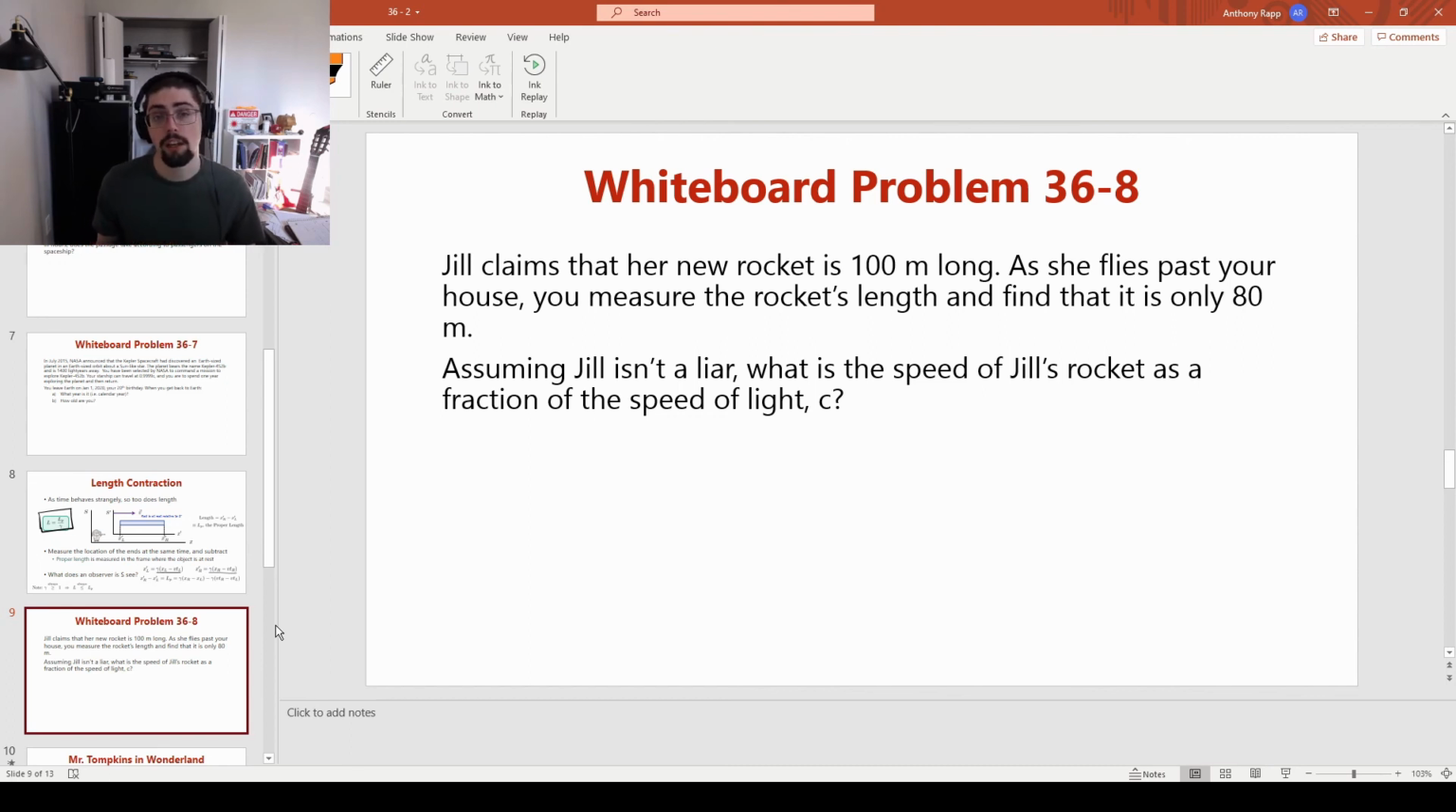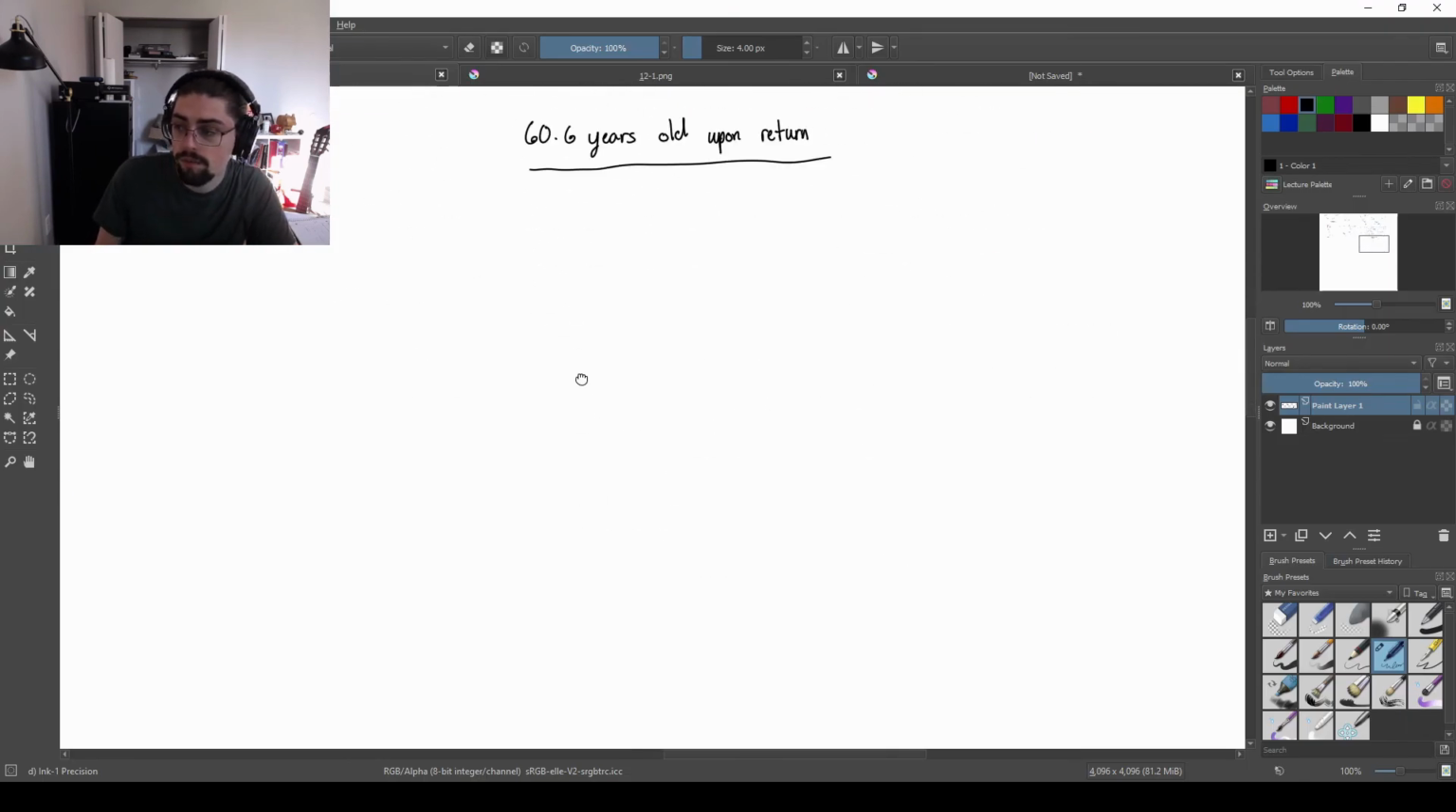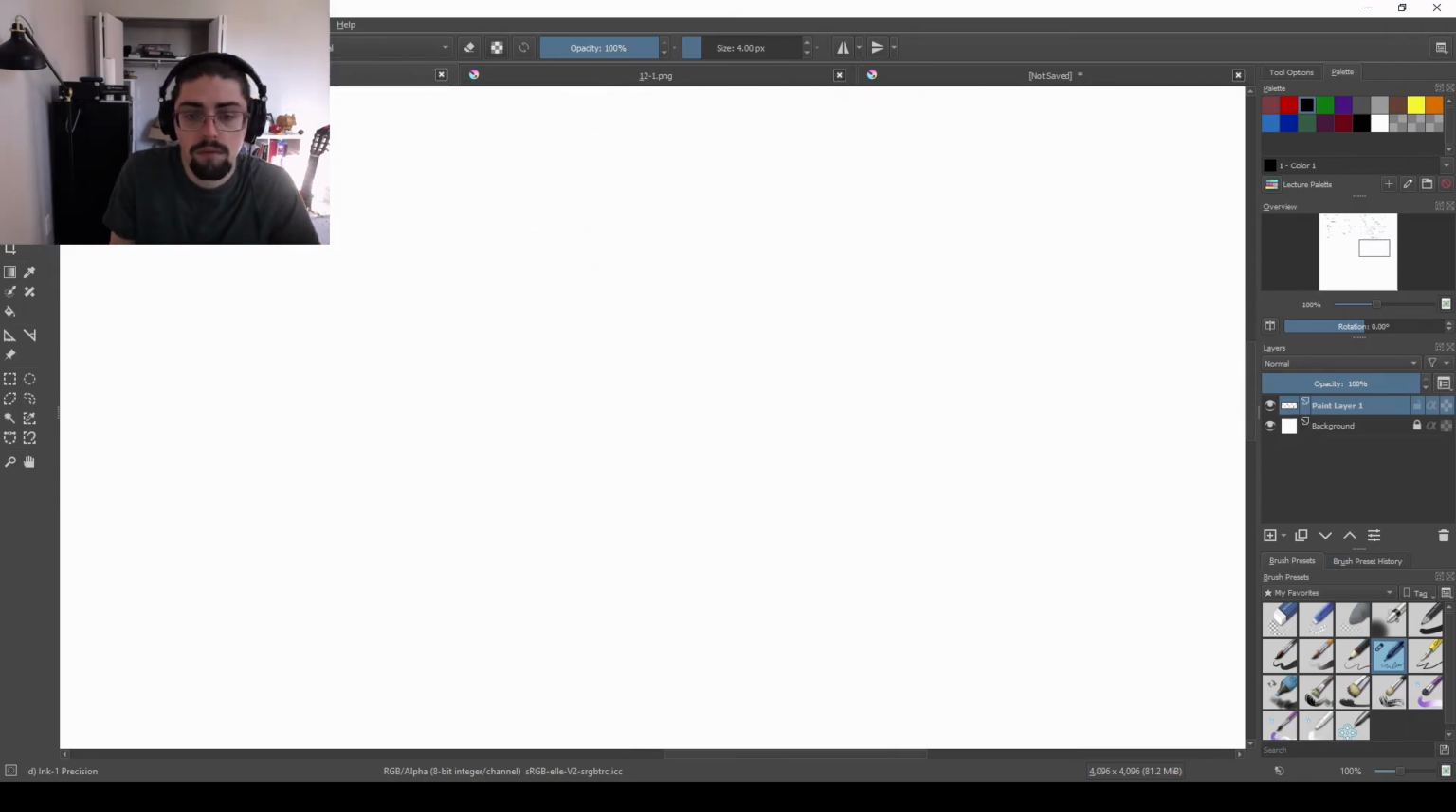Let's wonder for a minute here, what speed would Jill have to be moving at? What fraction of the speed of light would Jill have to be moving at so that that rocket goes from 100 meters proper length down to 80 meters from our perspective? So what we're going to do is take our length contraction equation here. So here's our rocket ship, it measures 100 meters long, and that, from Jill's perspective, is the proper length.